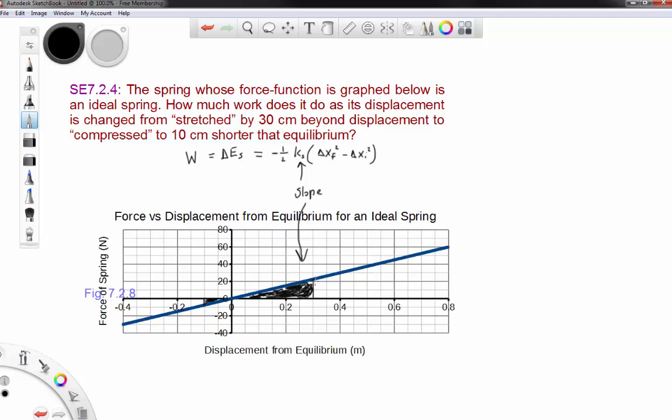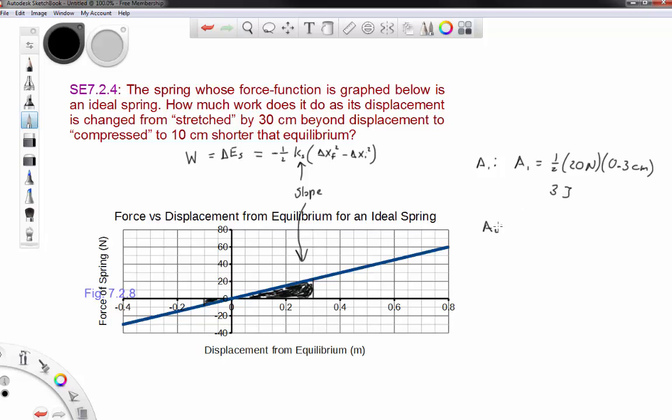Well, this right here, this height is roughly 20 newtons. So area number 1 is 1/2 times the height, which is 20 newtons, let's say, times the stretch, which was 30 centimeters, so 0.3 meters. Okay, so that's 10 times 0.3, that's basically 3 joules.